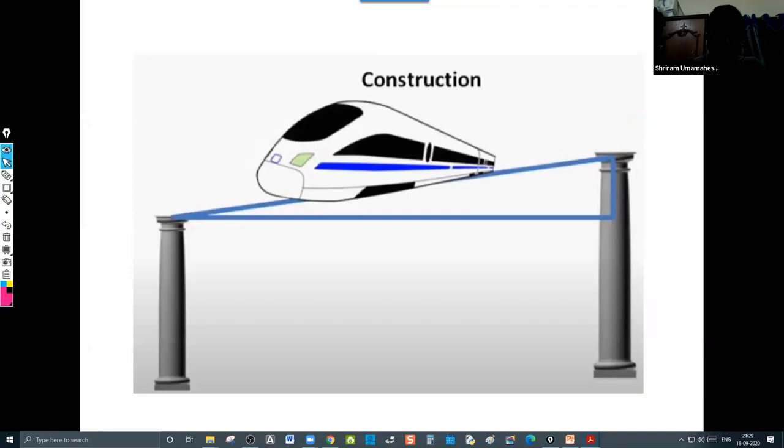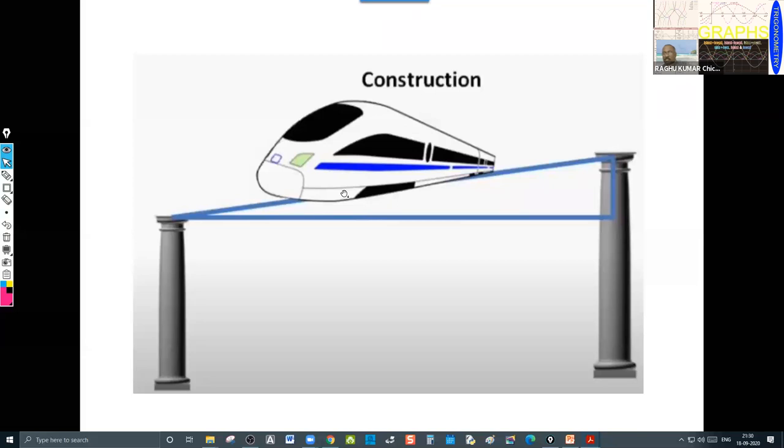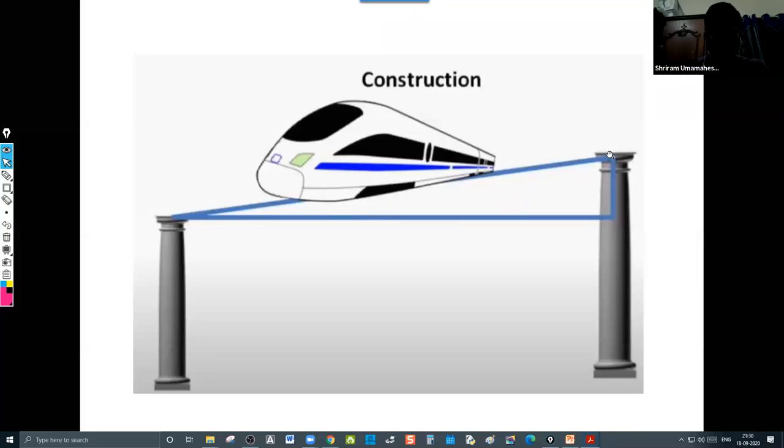Similarly, in the construction of metros, one pillar is of this height and another pillar is of that height. According to the availability of space, they cannot always construct horizontally. The metro rail will have some ups and downs in its track. If the metro rail travels along the hypotenuse, you can treat this as a right angle triangle, and that gives you the length of the hypotenuse, the distance it has to travel.